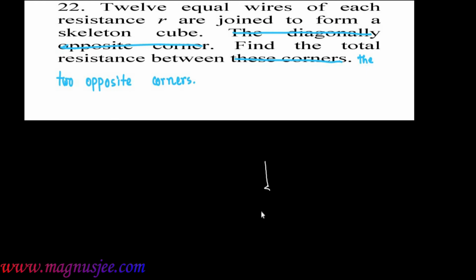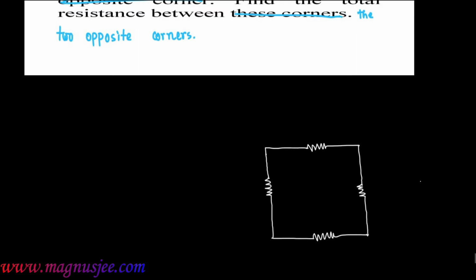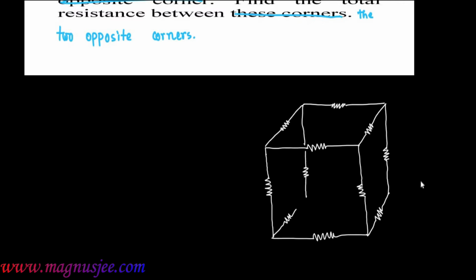12 equal wires, each of resistance small r, are joined to form a skeleton cube. We have to find the total resistance between the two opposite corners. We can draw a skeleton cube containing 12 equal resistances.